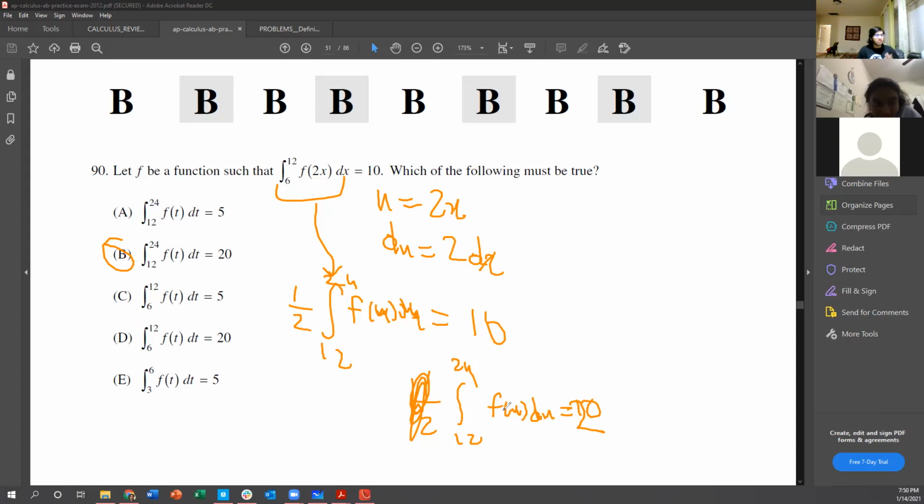Okay, it's b. So remember, it's a u. This is a dummy variable. I could change this to t. I could make it x. I could make it whatever. You understand what I did here? I know this one is a harder problem, but can you explain how you changed the bounds?